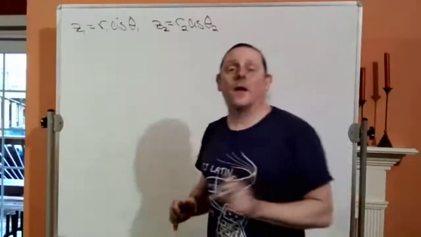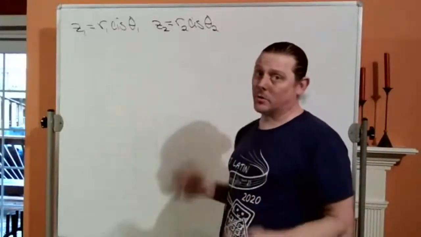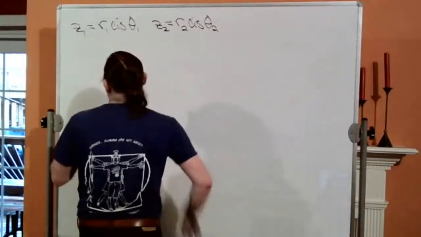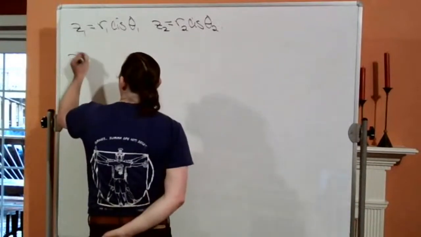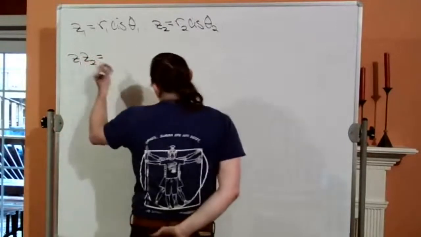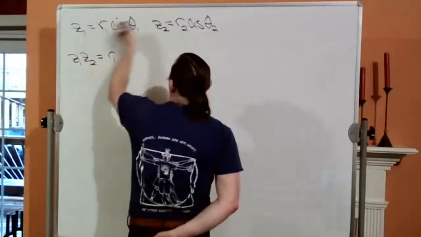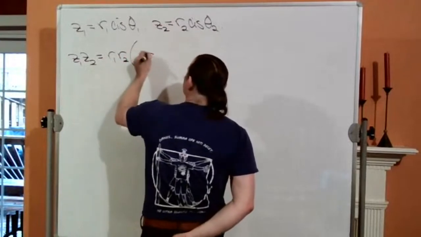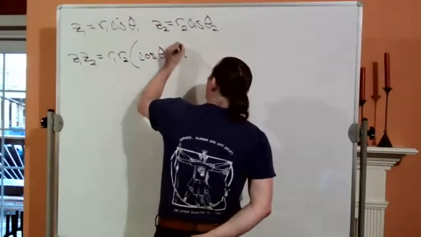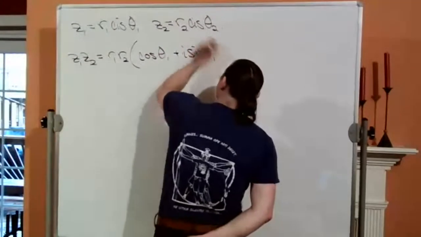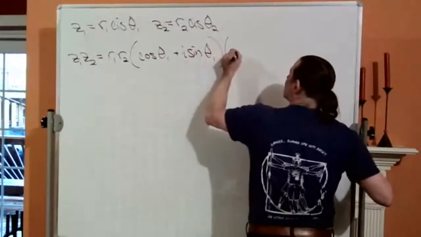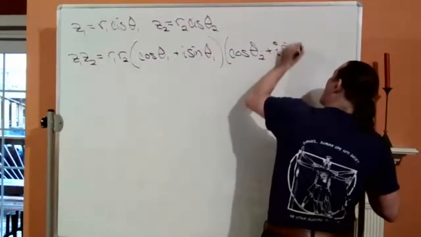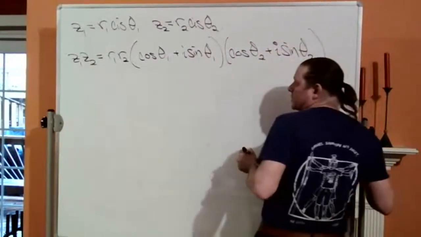All right, so suppose that we have two arbitrary complex numbers given in polar form, and we want to see what their product is. Well, that's going to be r1 r2, and then it's going to be cis theta 1 times cis theta 2.